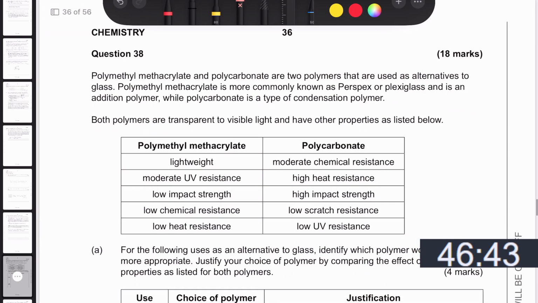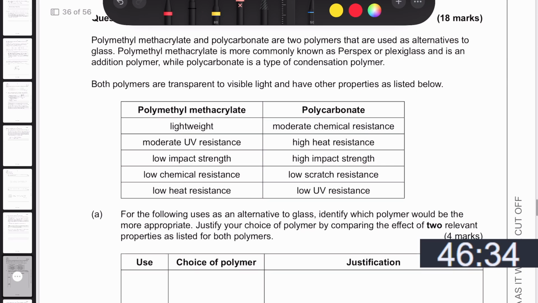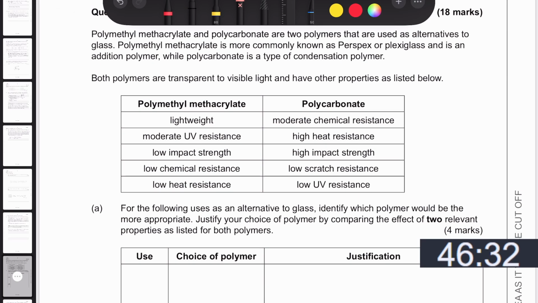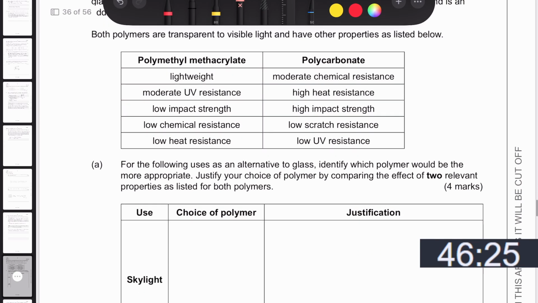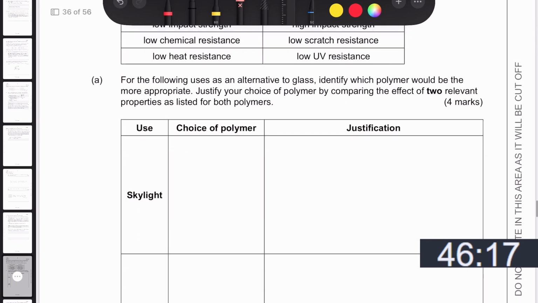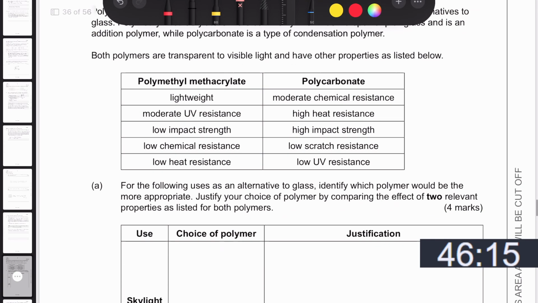Okay, let's go. Polymethyl methacrylate and polycarbonate are two polymers that are used as alternatives to glass. Polymethyl methacrylate is more commonly known as perspex or plexiglass and is an addition polymer, while polycarbonate is a condensation polymer. Both polymers are transparent in visible light. Other properties are listed below. For the following use of alternative glass, justify which polymer is better by comparing the effect of two relevant properties listed for both polymers.